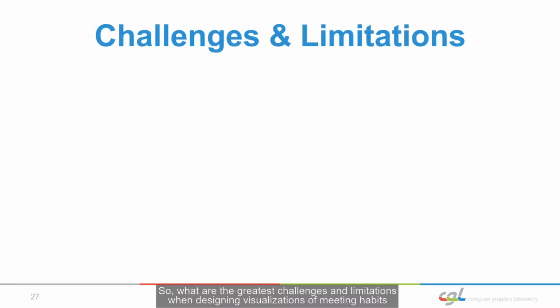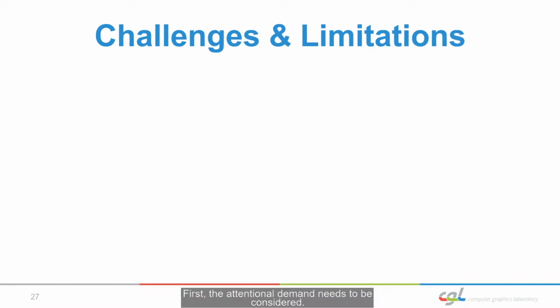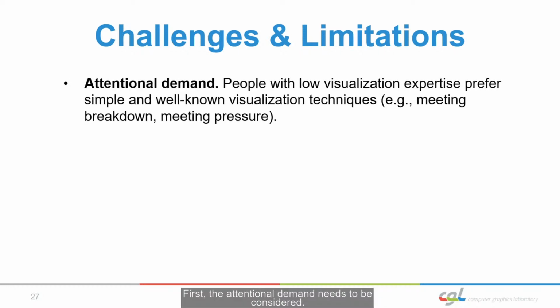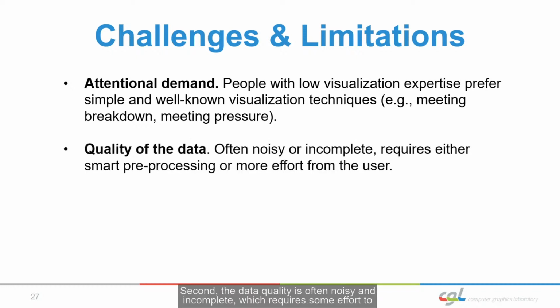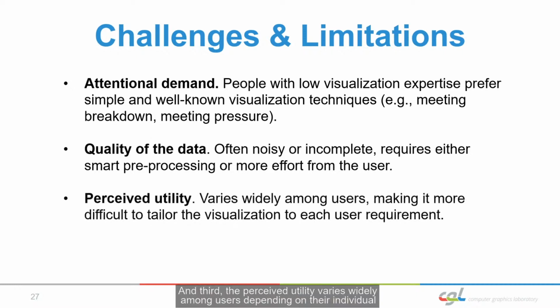So, what are the greatest challenges and limitations when designing visualizations of meeting habits to promote informed scheduling decisions? First, the attentional demand needs to be considered. People with low visualization expertise prefer rather simple and well-known visualization techniques. Second, the data quality is often noisy and incomplete, which requires some effort to clean up. And third, the perceived utility varies widely among users depending on their individual requirements regarding meetings, which makes it difficult to tailor a system that fits everyone.